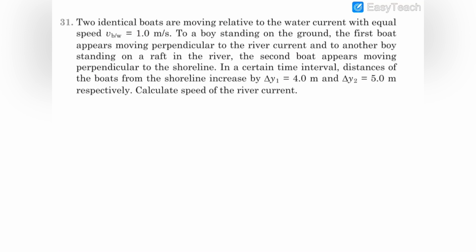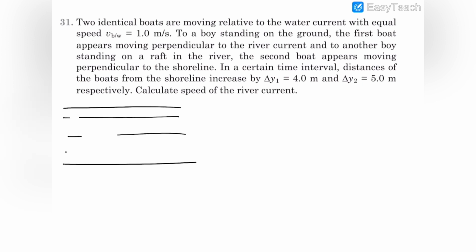In this question, you can see that there are two identical boats which can move with respect to the river with a velocity of 1 meter per second. A boy standing on the ground observes boat 1 to be moving perpendicular to the river flow, which means that obviously boat 1 would be trying to move like that. This is boat 1. So this is VB, and this velocity would be under root VB square minus VR square.